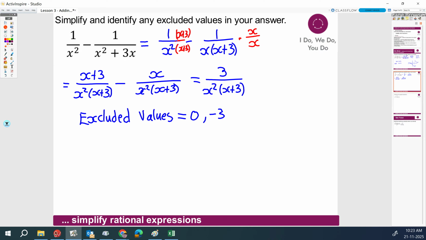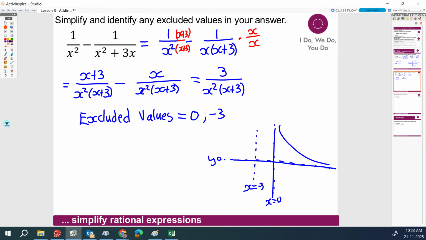The function is going to have a vertical asymptote at x equals minus 3. It's going to have a vertical asymptote at x equals 0. It's going to have a horizontal asymptote of y equals 0. It's going to look something like this. This is a more complicated one to sketch, so I'm just giving a rough sketch, the kind of idea.